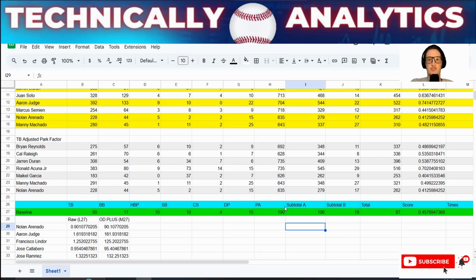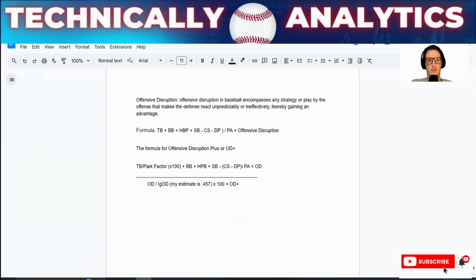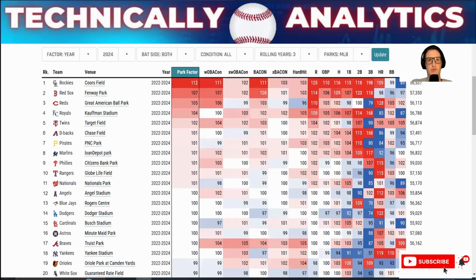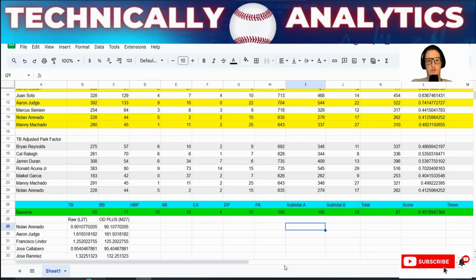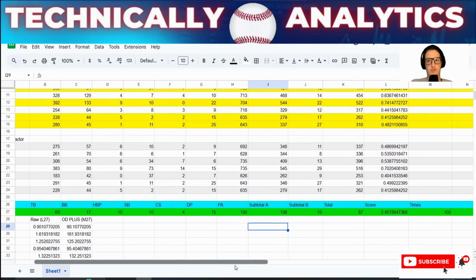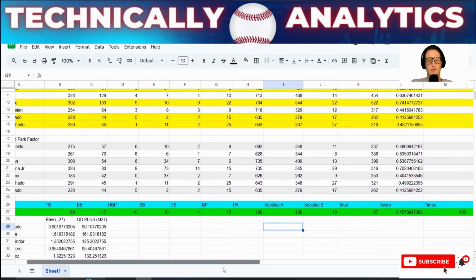That's the league average OD, offensive disruption, and this is the figure that I use in the formula here. That's what I put here, 458, and then you times it by 100, which is over here, and you can't see it because it's hidden. Yeah, it's right there. Times by 100.